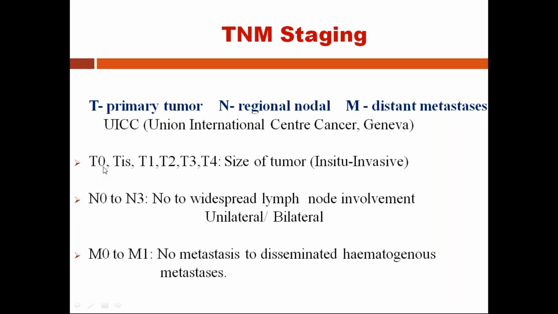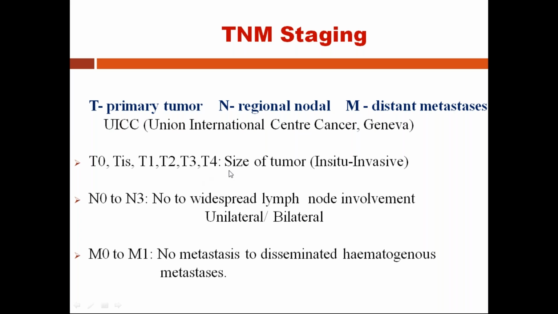T0 is there is no tumor. This is in situ. I have mentioned in the very first chapter carcinoma in situ. When the epithelial cells, malignant epithelial cells, at that stage when they are called dysplastic cells, involve the whole of the epithelium without any invasion into the underlying connective tissue, then it is called in situ. So when we see that under the microscope, we stage it as TIS.